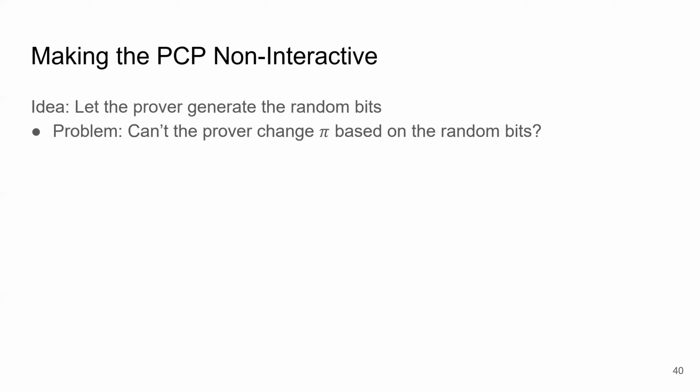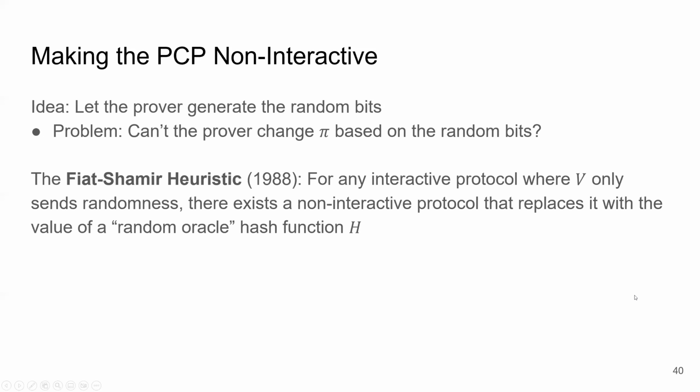However, there is a clever way to allow the prover to generate the randomness without allowing the prover to cheat. This is called the Fiat-Shamir heuristic. This was invented a long time ago.